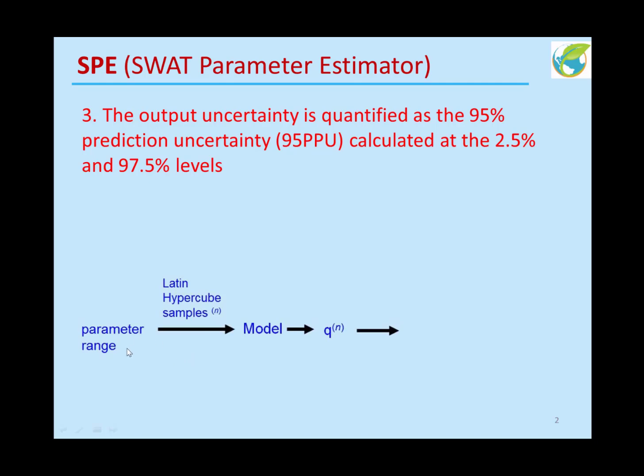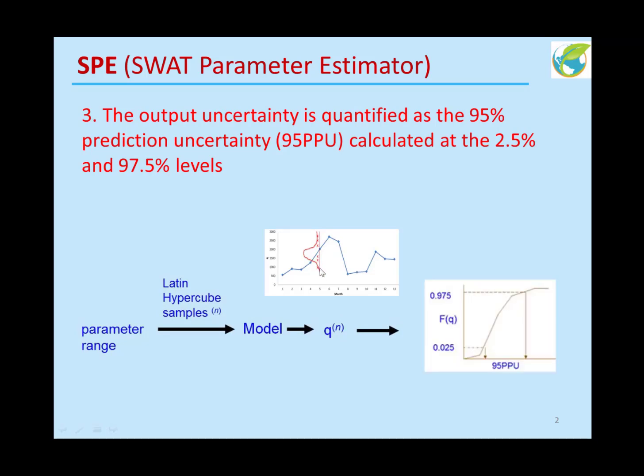And then I showed that you start with your parameter range, then you do a number of Latin hypercube samples, which is the number of simulations you want to do. And then you give that to the model, and the model gives you discharge. And then you use that discharge at every observation point to calculate the frequency distribution. And from that frequency distribution, you calculate the cumulative distribution, and your 95 PPU is the distance between the lower and the upper limit at 2.5% and 97.5%.